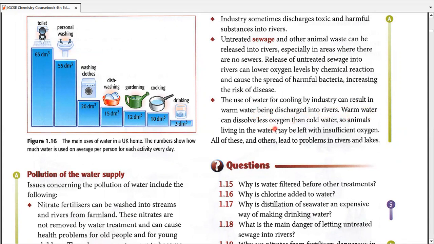The use of water for cooling by industry can result in warm water being discharged into rivers. Warm water dissolves less oxygen than cold water, so animals living in water, fish, may be left with insufficient oxygen. That can really harm the marine atmosphere, the marine animals, the marine plants, all of them.